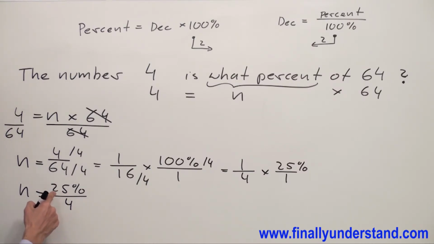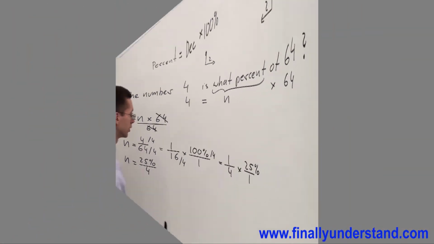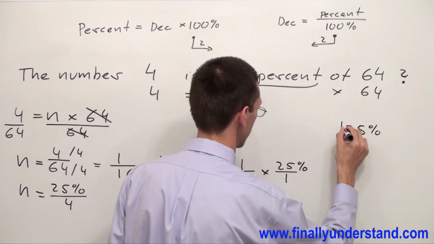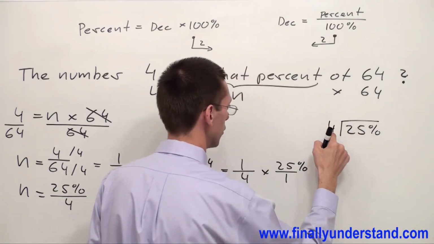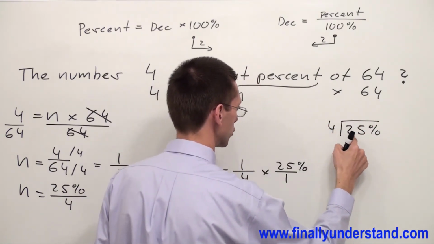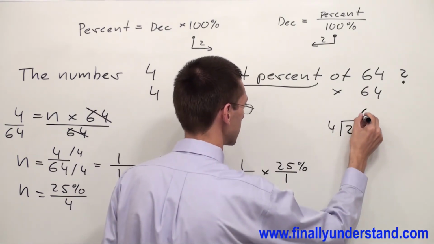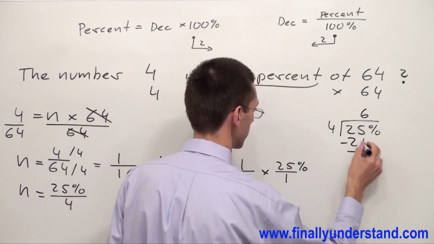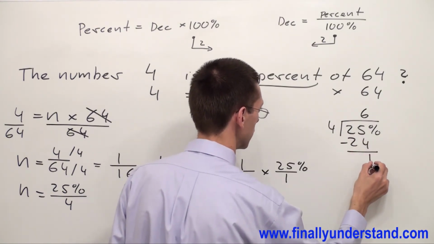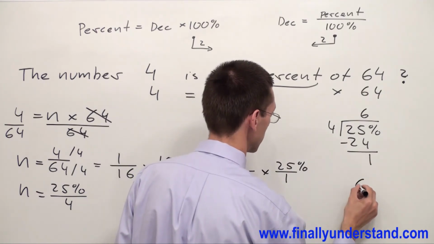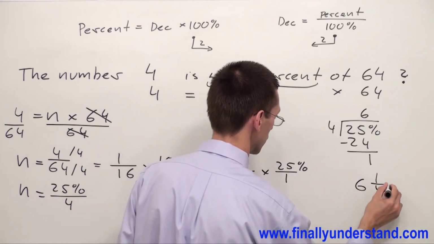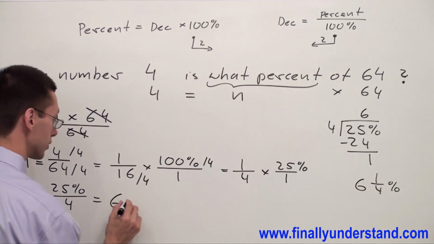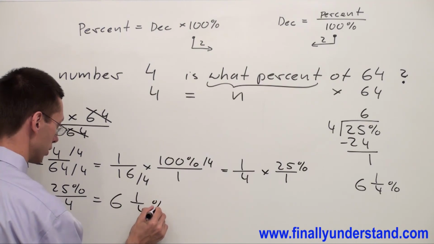We prefer to convert an improper fraction to a mixed number. Simply, you have to divide 25% by 4. 4 goes into 25 6 times. 6 times 4 is 24. Subtract: 25 minus 24 is 1. So the answer is 6 and 1/4%. That's why my answer is 6 and 1/4%.